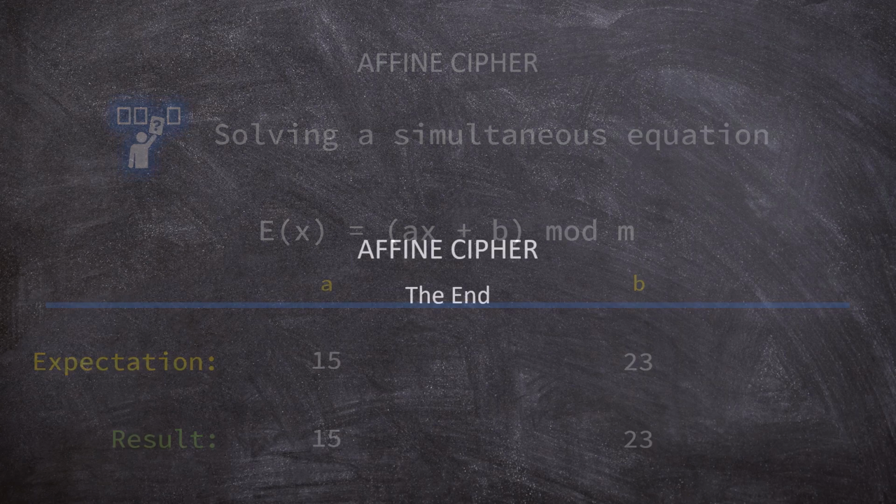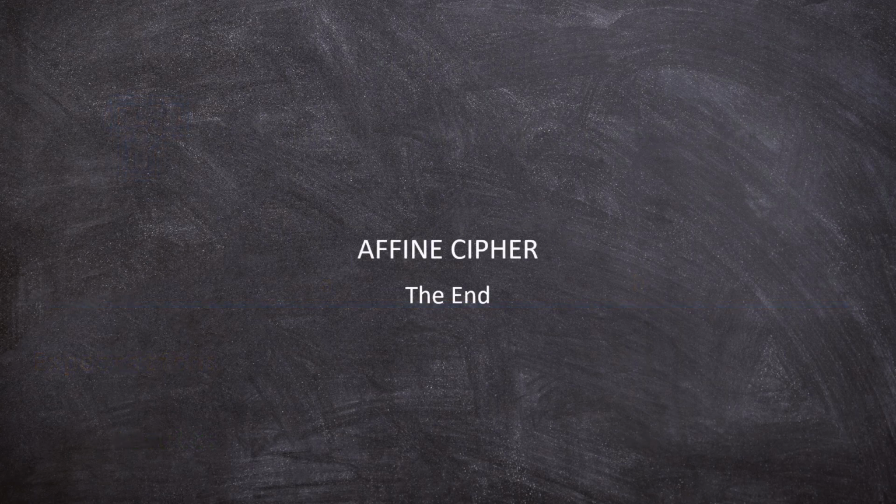And that's it. In this video, I introduced the Affine Cipher and went over the details on how to encrypt and decrypt messages using a simple formula. At the end of this video, I went over 3 possible attacks that someone can use to break the Affine Cipher, including the brute force method, the frequency analysis method, and finally using simultaneous equations to solve for the encryption keys.